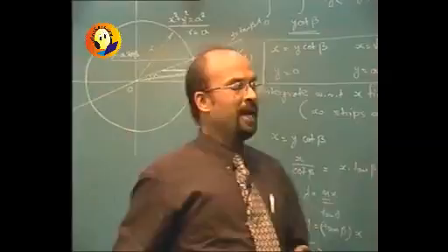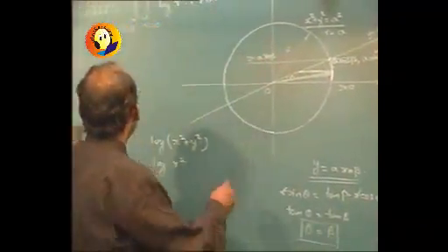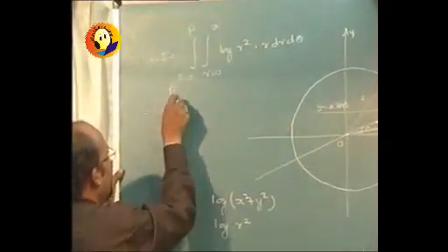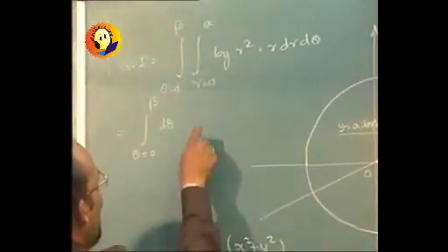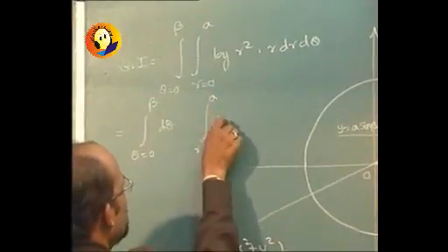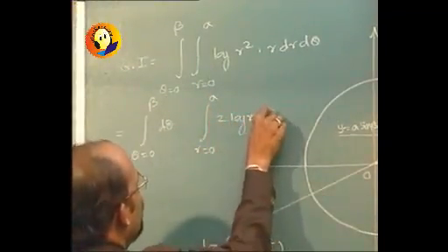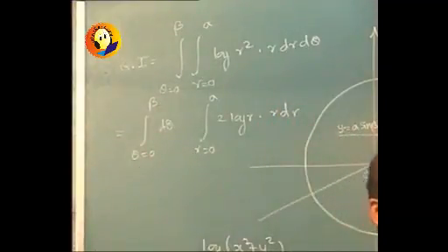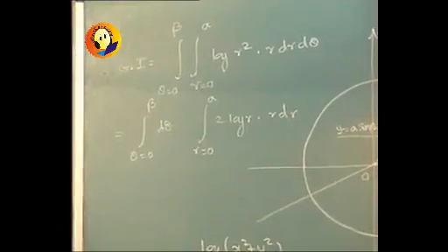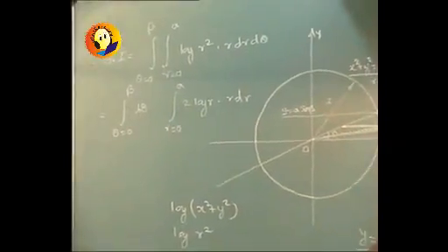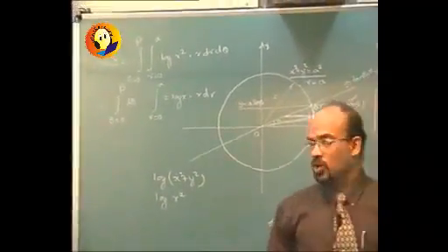So I can rewrite the given integral as integral theta equal to 0 to beta d theta, and integral r equal to 0 to a, it is 2 log r into r dr, which can be integrated individually as well as simultaneously. We don't have to integrate with respect to r first or integrate with respect to theta first, as the function is separable. So let us integrate it now.